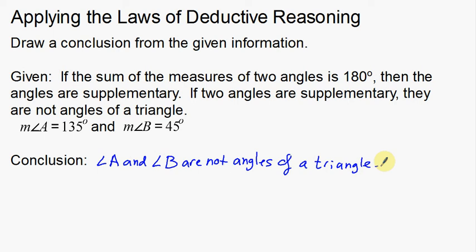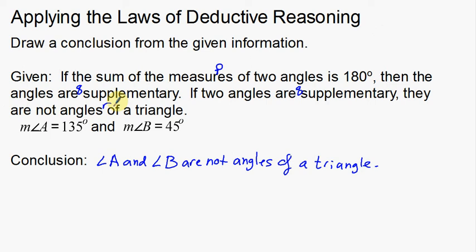Now again, I'm going to go back and label these so we can see it a little bit differently. The sum of the measures of two angles is 180 degrees. That's my first statement, my hypothesis, P. Then the angles are supplementary. There's my second one. We'll call that Q. If two angles are supplementary, so we're using that word supplementary again, so there's another Q. They are not angles of a triangle. New one, so we call that R, not angles of a triangle.